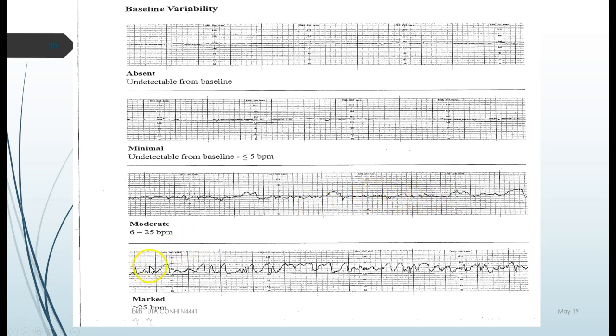Now, on this one, this is marked variability. These beat-to-beat changes are greater than 25, okay? This might be an acceleration like those, I'm not sure. But if we look right through here, even if we're not sure what to call that, we can tell that this is greater than 25. And so this is just all over the place. This is going to tell us that we do have a hypoxic kiddo. This kid needs oxygen. We want it to look more like this.